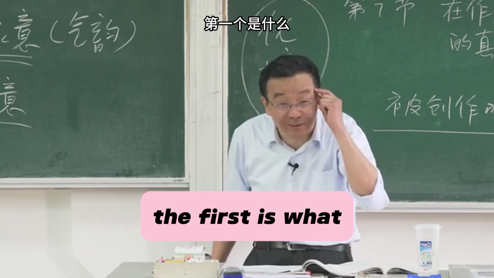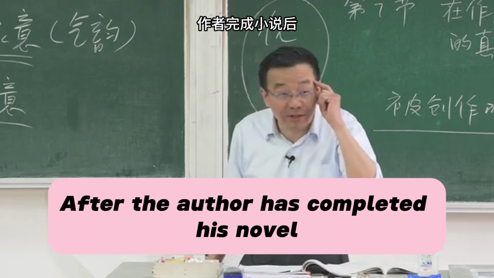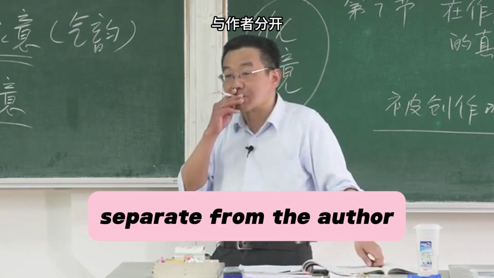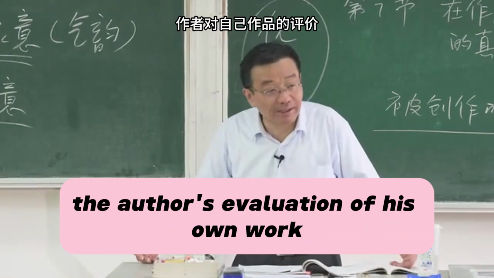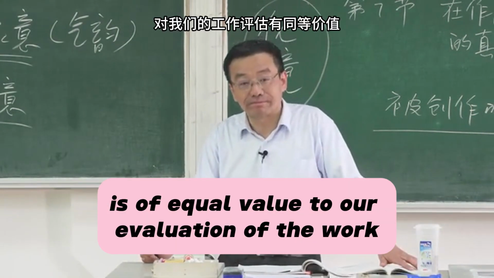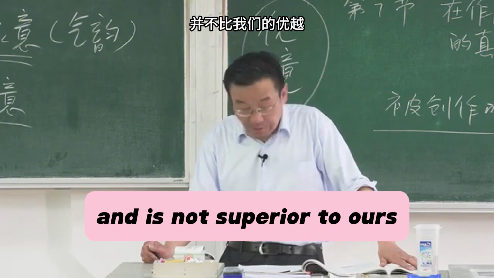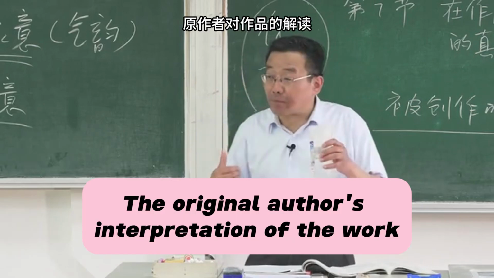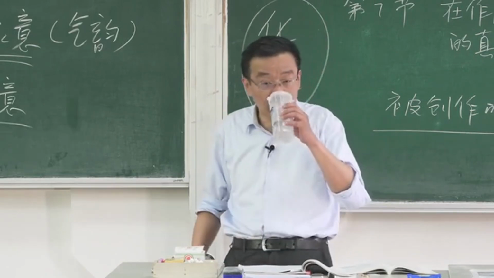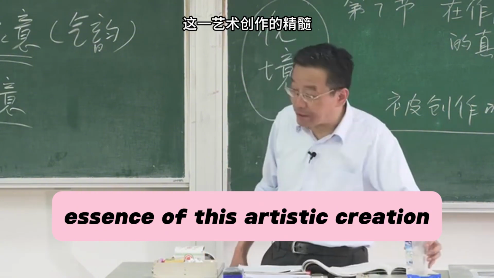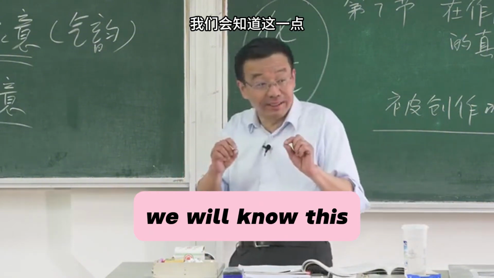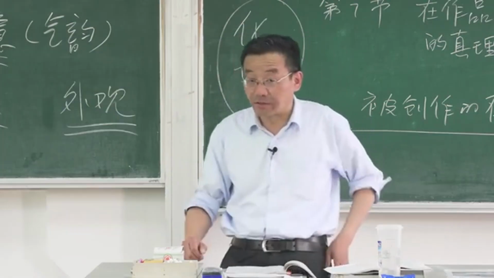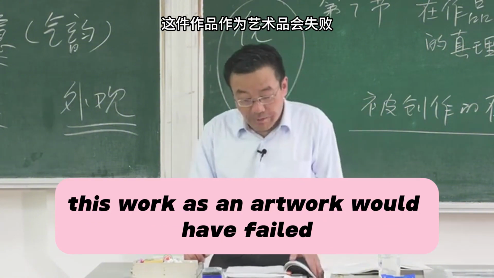There are two reasons. The first is what? After the author has completed his novel, this novel, as a work, has gained its own independent life, separate from the author. At this point, the author's evaluation of his own work is of equal value to our evaluation of the work, and is not superior to ours. This is the first point. The original author's interpretation of the work does not have authority. When we discuss the process and essence of this artistic creation in the future, we will know this. We must never see a work of art as the realization of the author's intention. If that were the case, this work as an artwork would have failed.